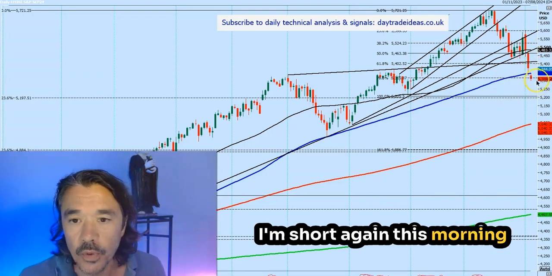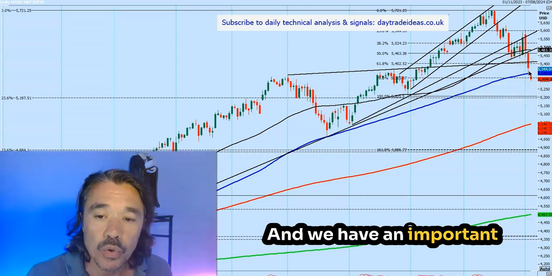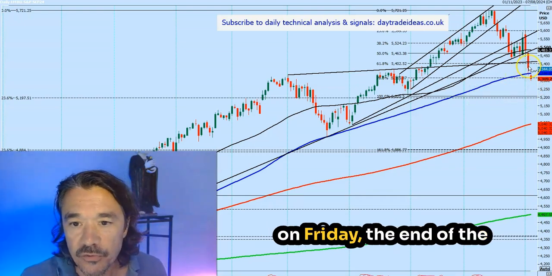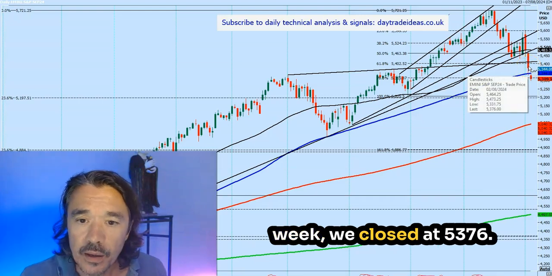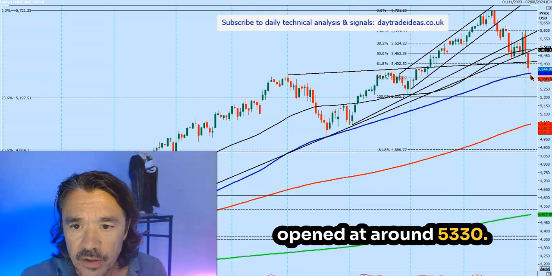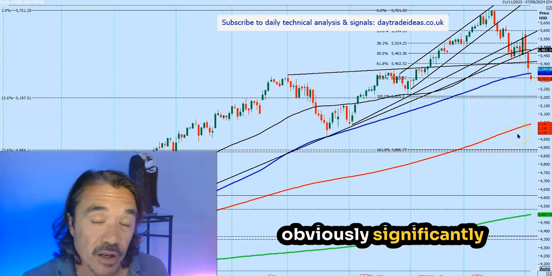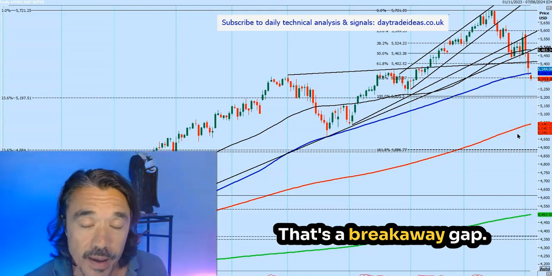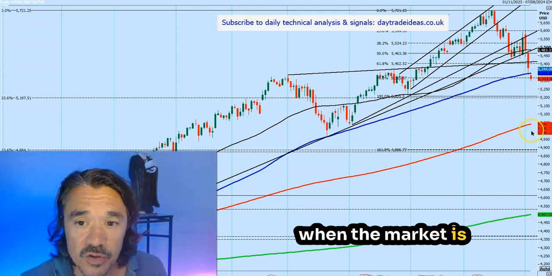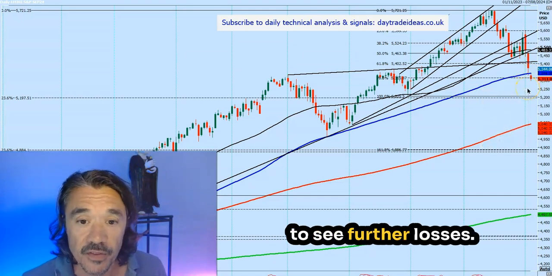I'm short again this morning on the break below the 100-day moving average. And we have an important breakaway gap because on Friday, the end of the week, we closed at 53.76. And this morning we opened at around 53.30. We actually opened below Friday's low and obviously significantly lower than Friday's close. That's a breakaway gap. That's very negative when the market's moving to the downside. We've opened below the 100-day moving average. I think we're going to see further losses.